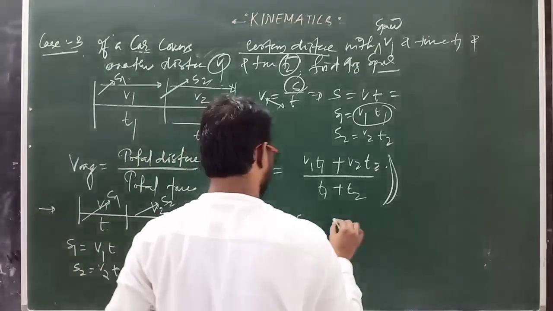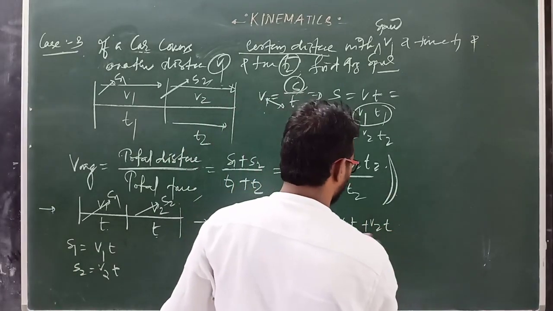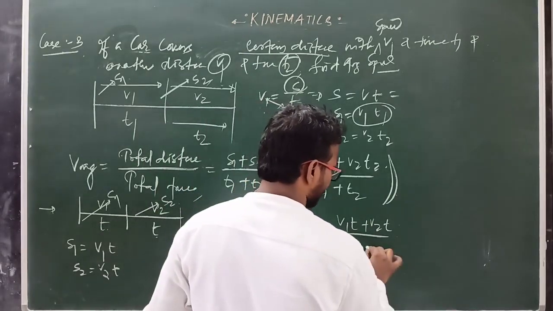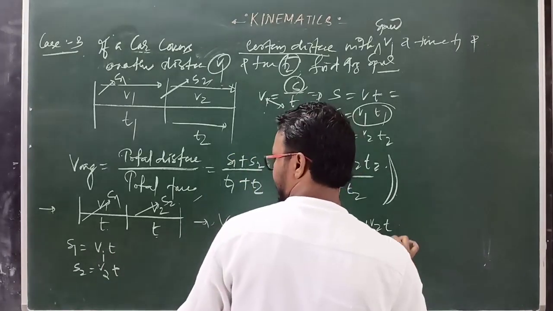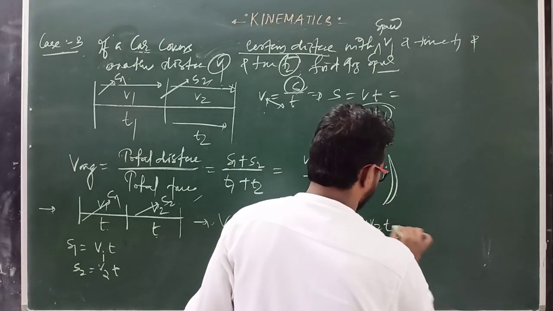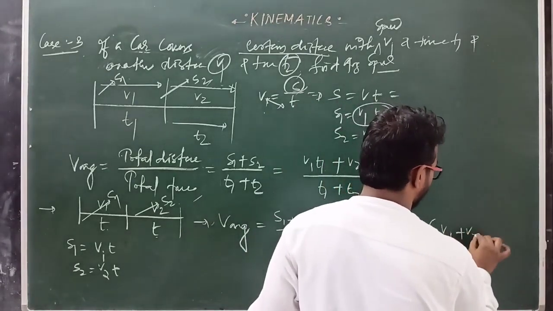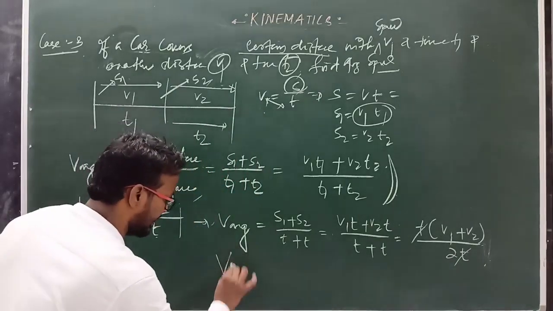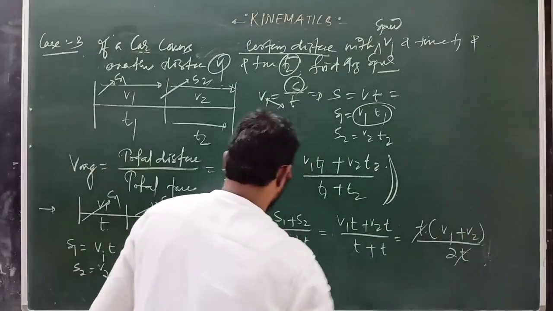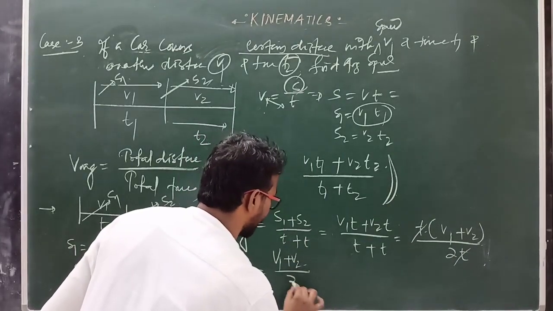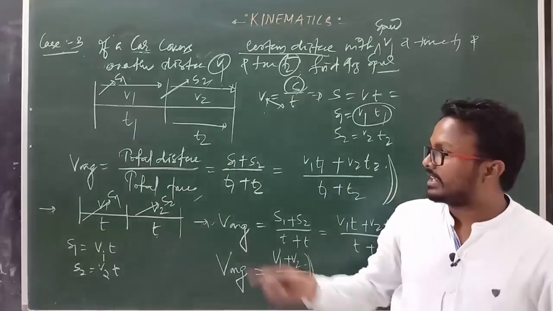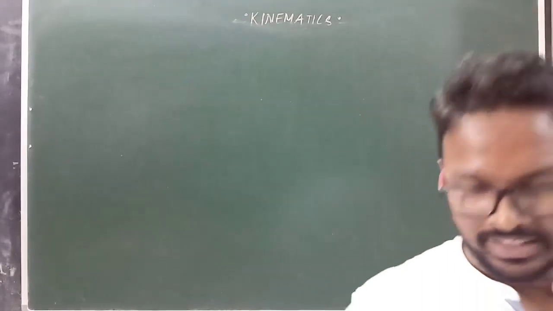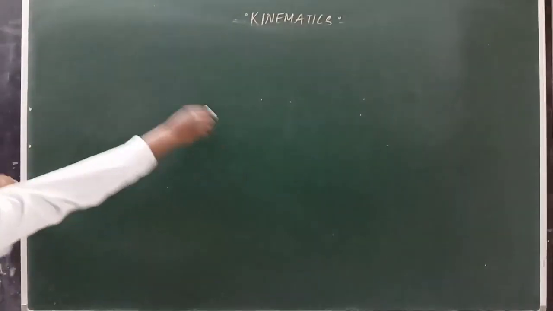So if we use this relation, we can write v1 t plus v2 t divided by total time, t plus t. You can take t common, so t times v1 plus v2 divided by total time 2t, and t cancels. So the average speed in this case equals v1 plus v2 divided by 2. Clear? So these are the formulas regarding average speed, how to calculate the average speed of a car. Next, we come to what is instantaneous speed.